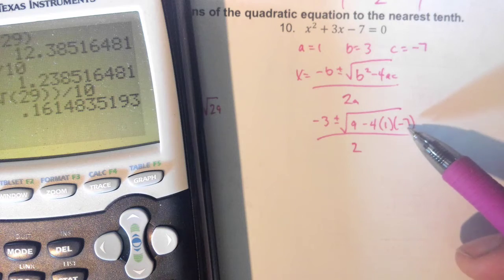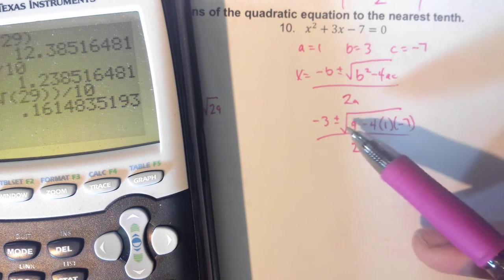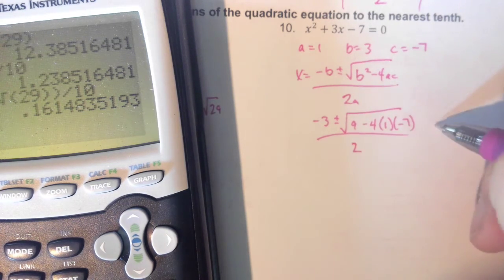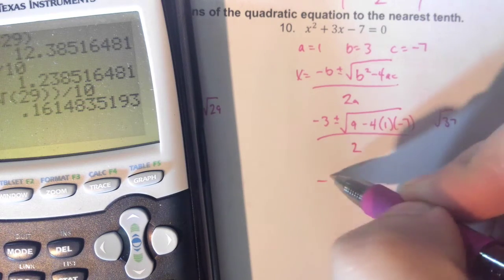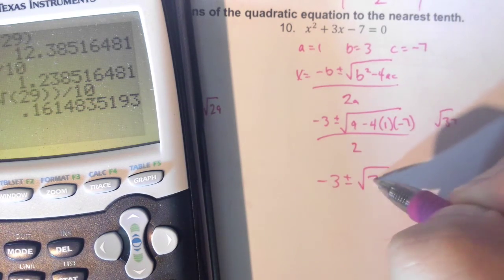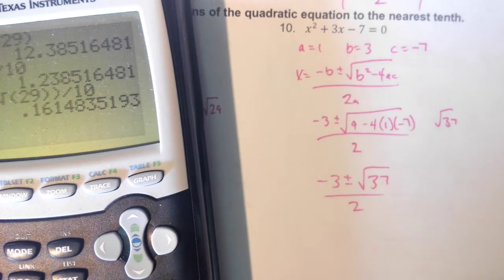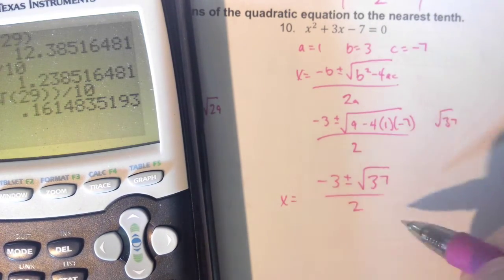Okay, 7 times 4 is 28. That would be a positive 28. 9 plus 28 is 37. And the square root of 37, again, does not simplify. So we'd have -3 plus or minus the square root of 37 all over 2. So that's the exact answer.